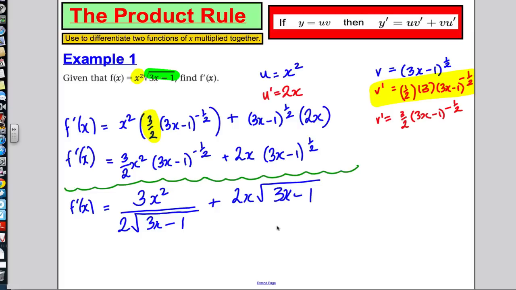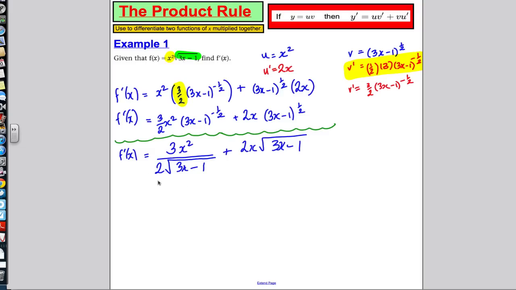Okay, now you could make them over a common denominator so that they tidied up nicely. So this one therefore would have to be multiplied on top and bottom by 2x, the square root of 3x minus 1. So I might just write that here. If I multiply the top and bottom by that, so that we can add this fraction together, then I would be able to work this out.